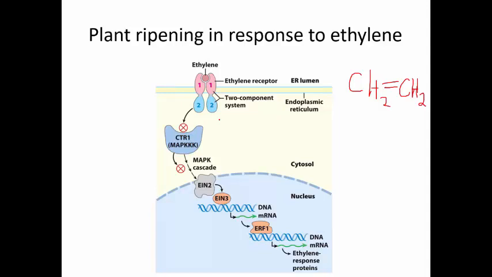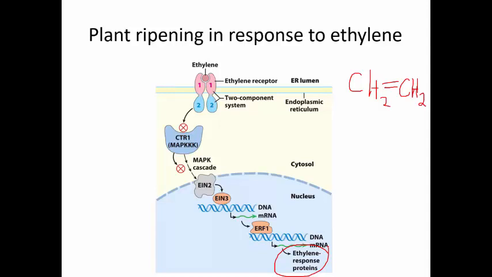So what this does is inactivate CTR1. CTR1 is a MAP-KKK that leads to a MAP cascade that inactivates EIN2. So by inactivating CTR1, we are going to activate EIN2. EIN2 is then going to act on a transcription factor that creates some mRNA that can also then act on another one. So the mRNA makes this ERF1 transcription factor, and then we make more proteins that are these ethylene response proteins. And these are just things that do important tasks in plant ripening.